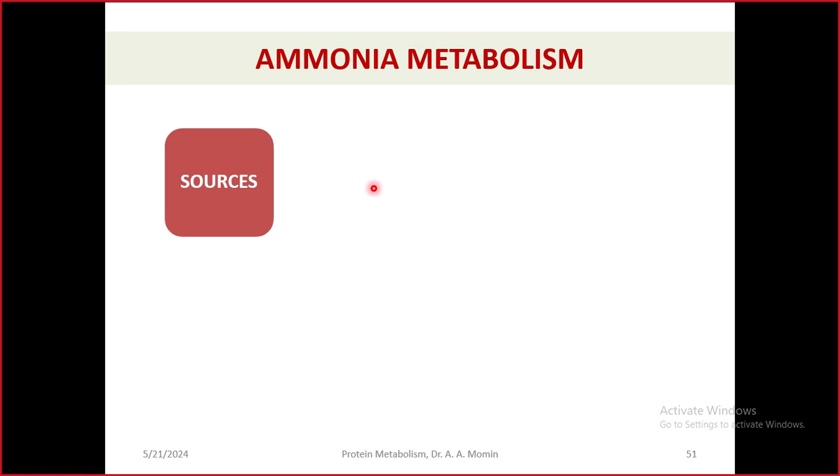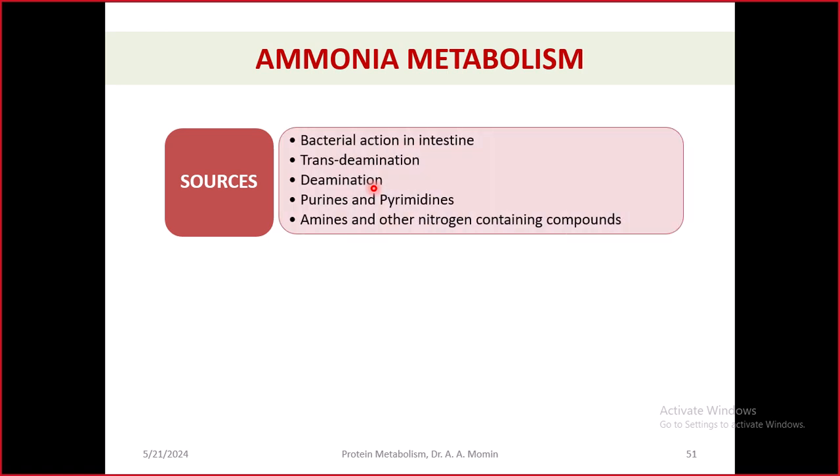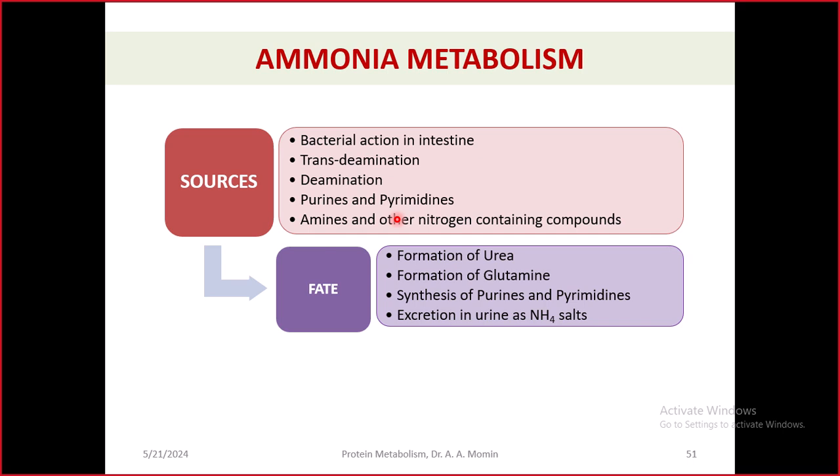So to summarize ammonia metabolism, the sources are bacterial action in the intestine and transdeamination. The purines and pyrimidines, once catabolized, also add to the ammonia. Other amines and other nitrogen containing compounds also add to ammonia. The next is the fate of ammonia. What happens once ammonia is formed? The first and most important is the formation of urea, then formation of glutamine, synthesis of purines and pyrimidines, and excretion in urine as ammonium salts, which gives the characteristic smell to the urine.